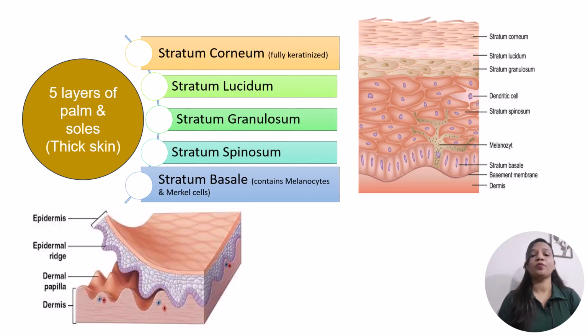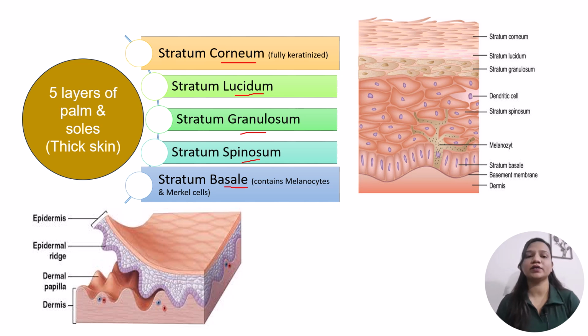What are those layers? We will be discussing further. Thick skin is present in palms and soles, which means there are 5 layers of epidermis, and thin skin is present in the remaining body, which means there are 4 layers. Now we will see these 5 layers of epidermis present on palms and soles, also called thick skin. From superficial to deep: first is the stratum corneum, the most superficial layer of epidermis, then stratum lucidum, then stratum granulosum, then stratum spinosum, and the deepest layer is the stratum basale.